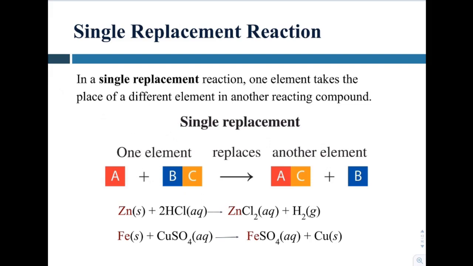So we have here B and C are chilling together. So here your hydrogen's hanging out with your chloride, the copper's hanging out with sulfate, and then we have the single element, zinc and iron, that then replace the hydrogen and the copper to hang out with the nonmetal. And so A replaces B to make A and C together, and B is kicked out on its own.